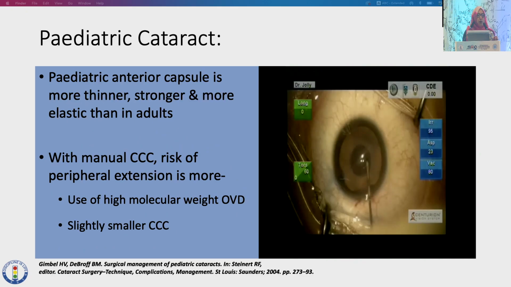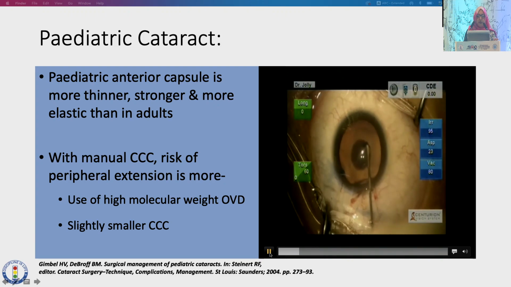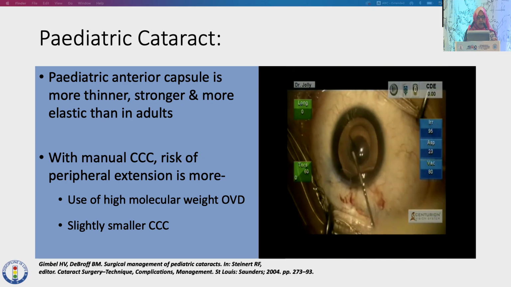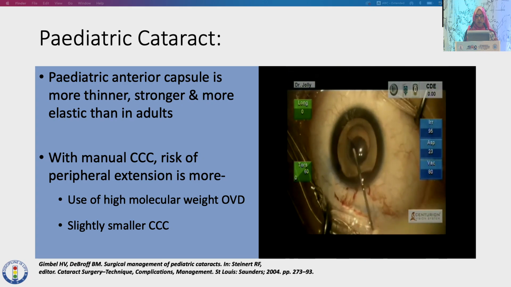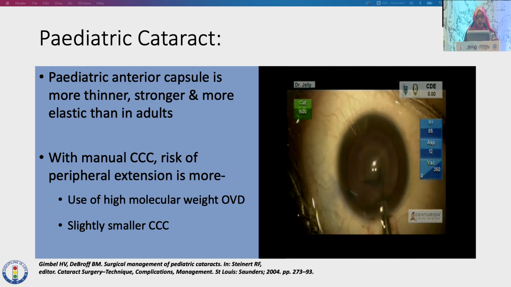Pediatric anterior capsule is thinner, stronger, and more elastic than in adults. So there is more risk of peripheral extension, so it needs more precise surgical maneuvers. Here we could use high molecular weight OVD to flatten the anterior capsule and construct a slightly smaller than desired rhexis, because with the stretch in the anterior capsule, the opening would be larger at completion.